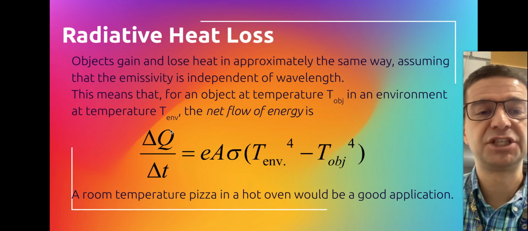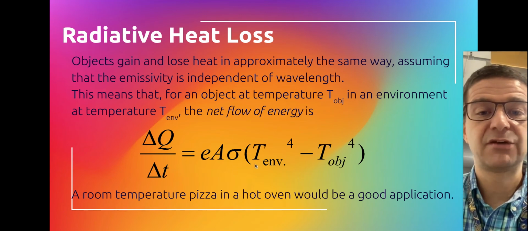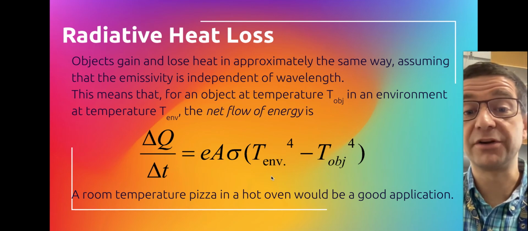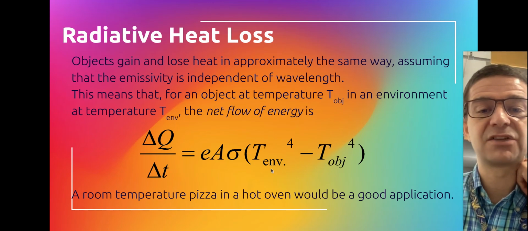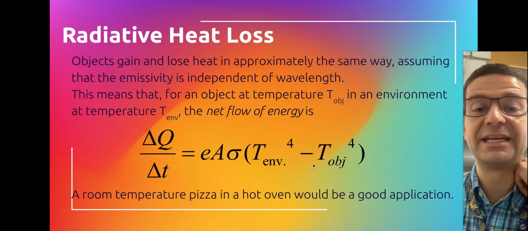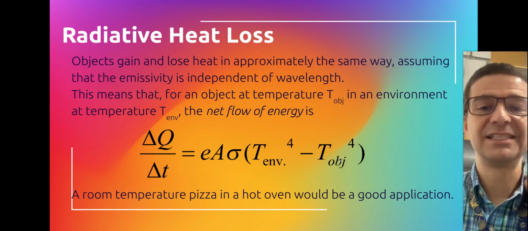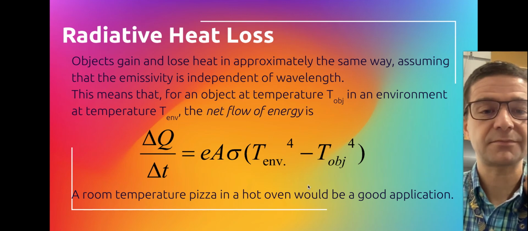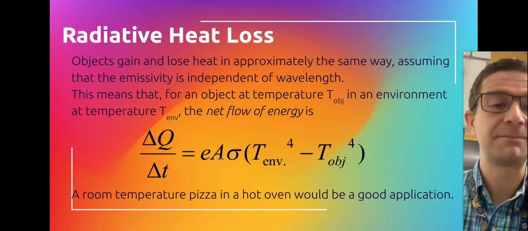So the flow of energy into the pizza you could find by taking that 600 Kelvin to the fourth and subtracting 300 Kelvin to the fourth. And of course, since 600 is twice 300, you'd have a 16 times larger value here. So it's almost like the radiated energy loss from the pizza is negligible compared to the energy flowing in from the environment. I don't know what the emissivity of a pizza would be. Probably safe to use about 0.7.